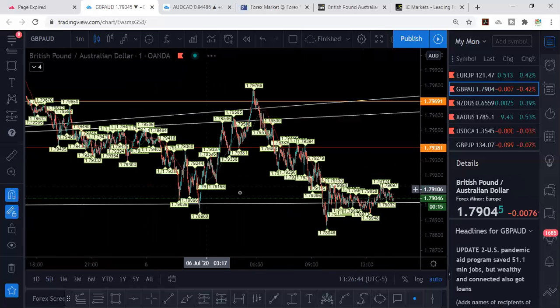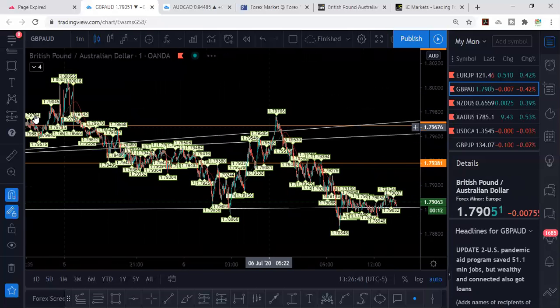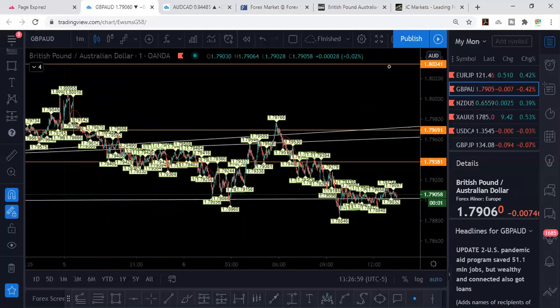This one, I got in a buy for this one too. I think I got in a buy around here or around here. No, I got in a buy around here. So okay, it was a false break. False break.